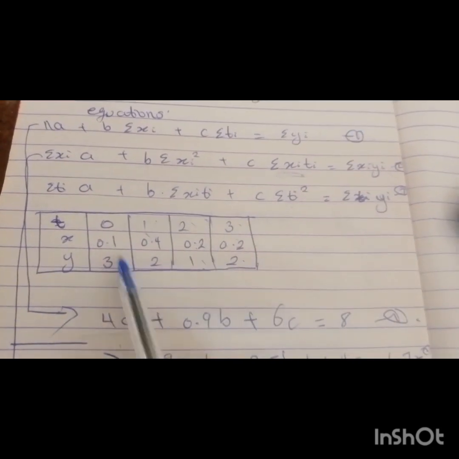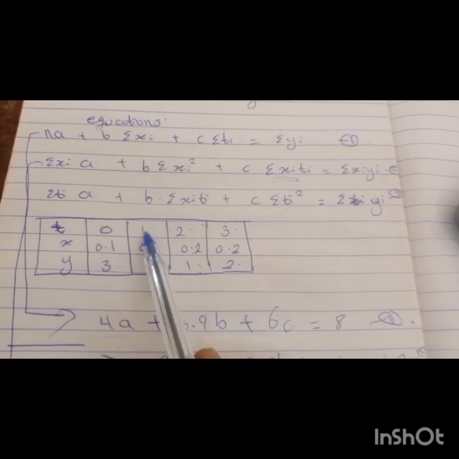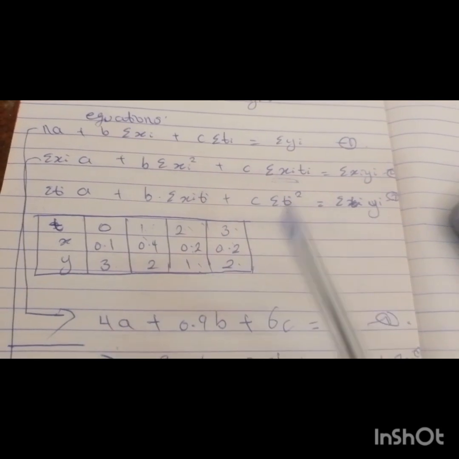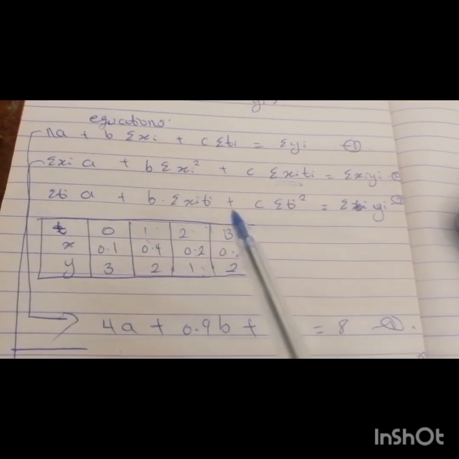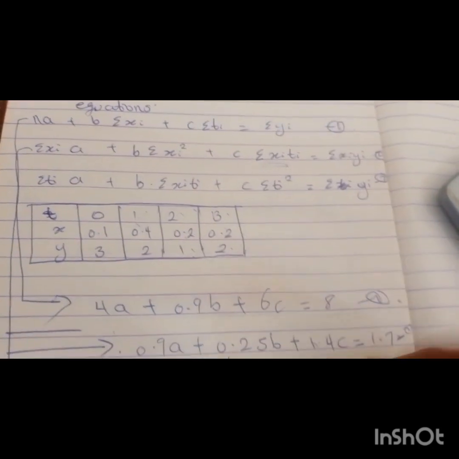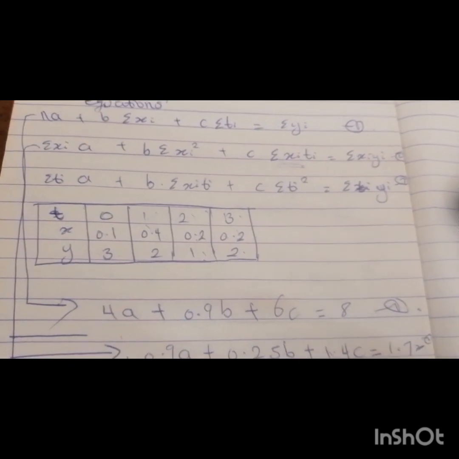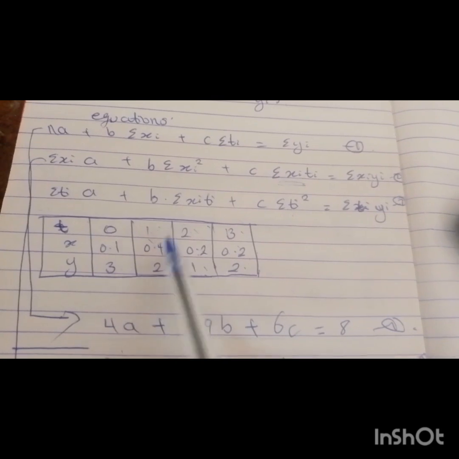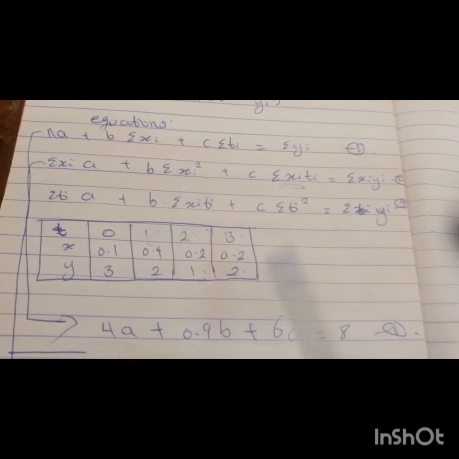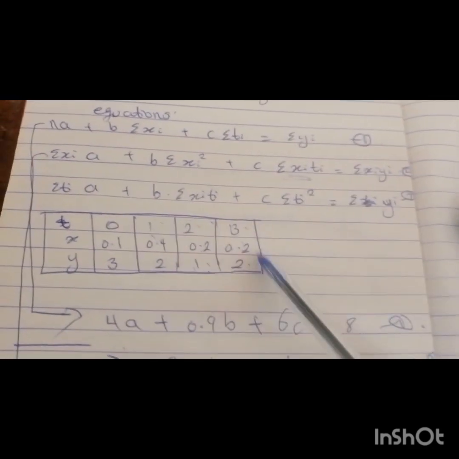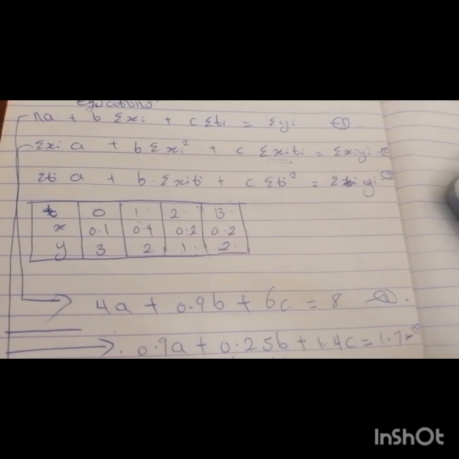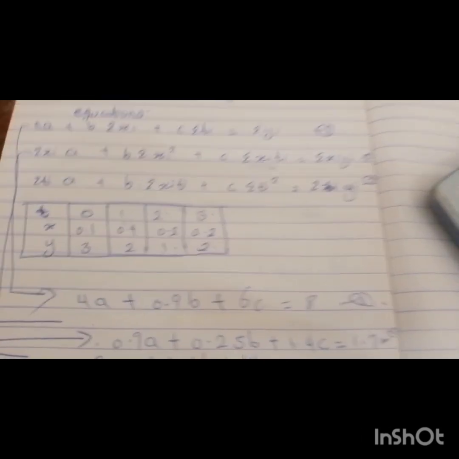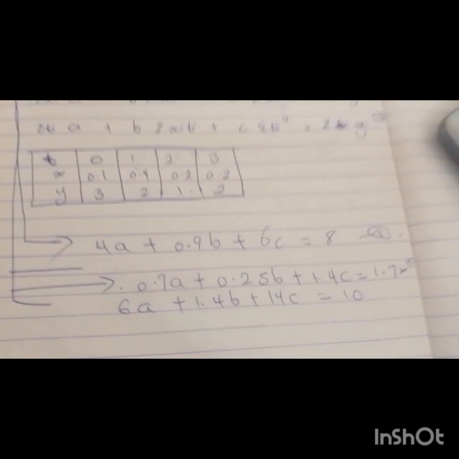So what's ti? 0 squared plus 1 squared plus 2 squared plus 3 squared. 3 squared is 9, so this is 14. 14c equals summation of tiyi. So this time this plus, this time this plus, this time this plus, this time this. So we have 2, 2, 4, 6. So 4 plus 6 gives us 10. So basically we are done with our 3 equations.